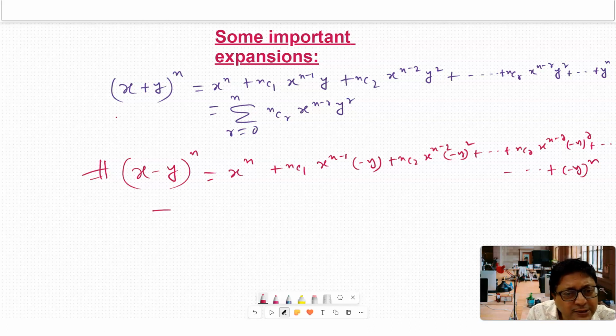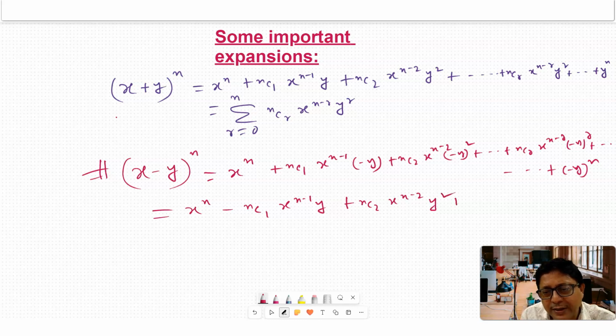So alternate plus minus terms are coming here, nothing else. X to the power n, minus nC1 x to the power n minus 1 y, plus nC2 x to the power n minus 2 y square, and the third term we have written; the next one will be negative. I am not writing all the terms. Take care of the general term: nCr minus 1 to the power r x to the power n minus r y to the power r.